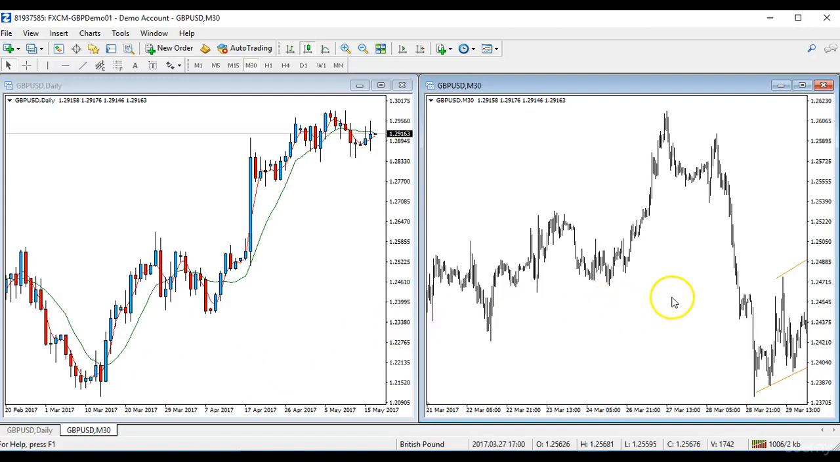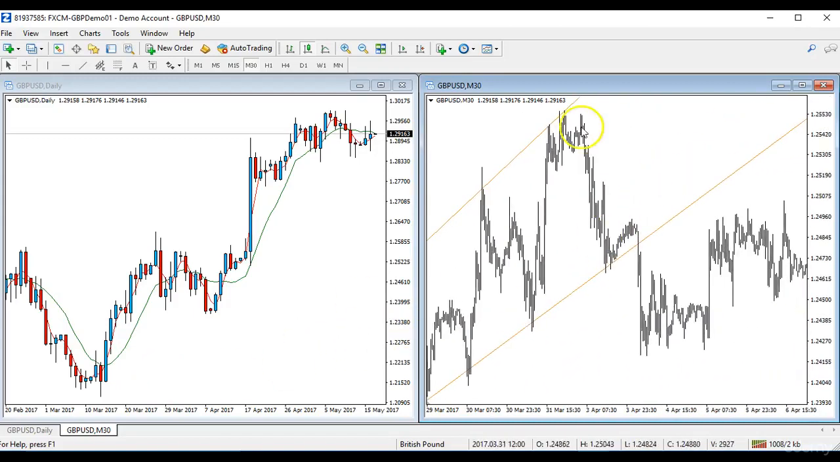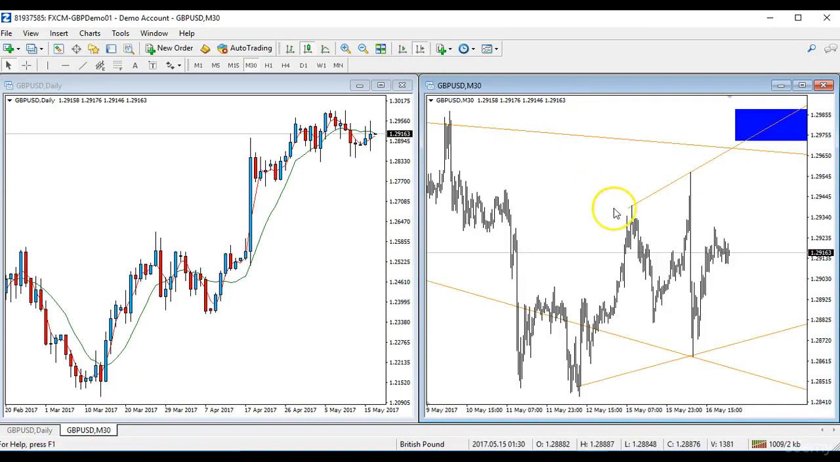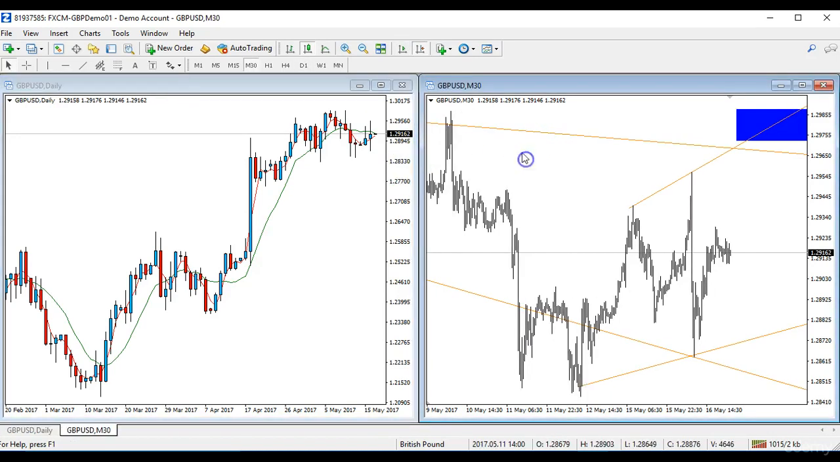So another very effective way to make money in the markets is to only trade in line with the momentum on a higher time frame. So what do I mean by that? On the right, you will see the 30-minute time frame. And on the left, you'll see the daily time frame.